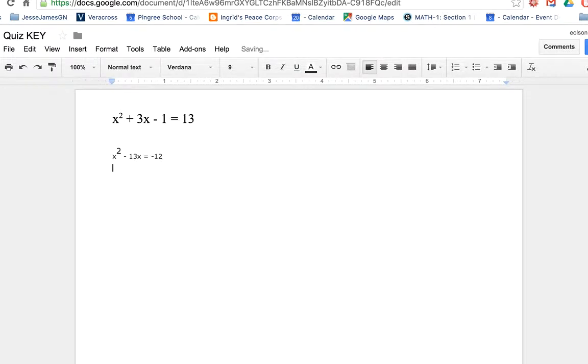Well, when I go to factor this, I'm looking for two numbers that multiply to make x squared. So that's going to be x and x. When I move this 12 over, there we go. Now I've got that equal to 0. And so I've got a negative. So I'm looking for two numbers that multiply.